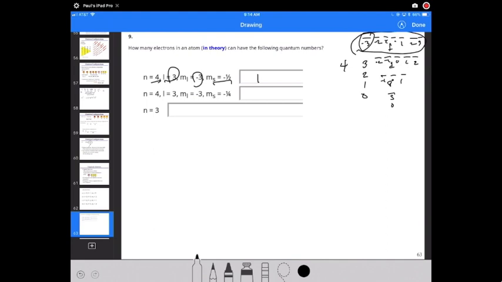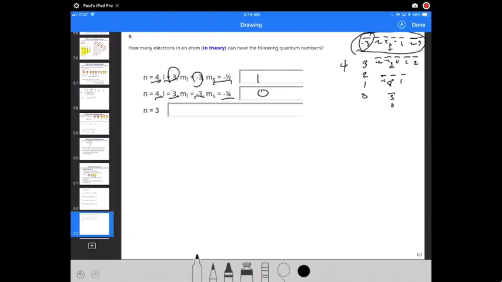In this one, how many live in the second? Is level 4 good? Is 3 good? Is a -3 available? Is a -1/4 available? How many electrons live in a space that doesn't exist? 0.